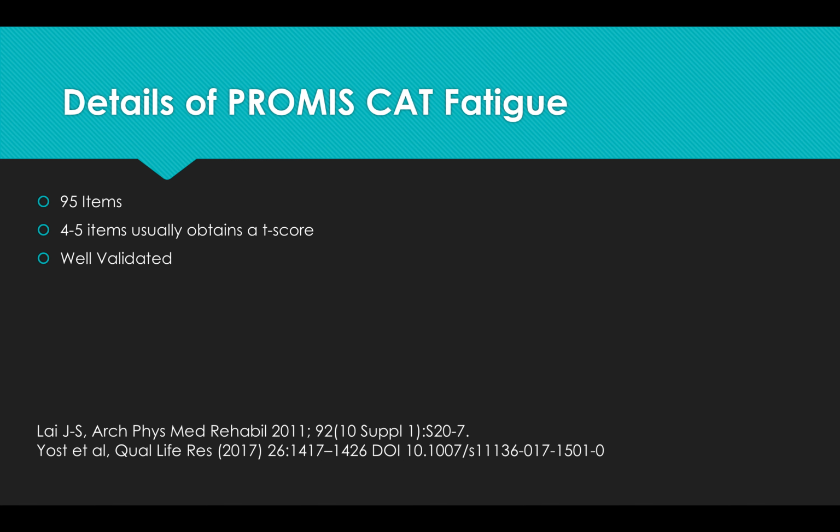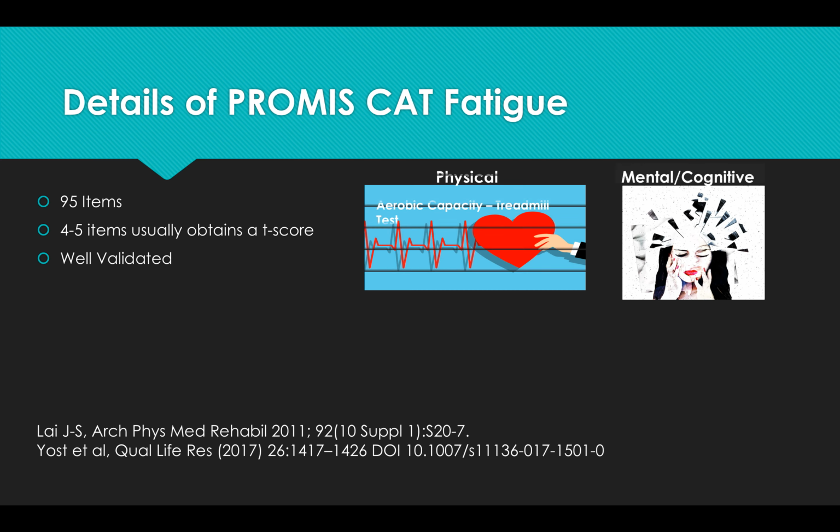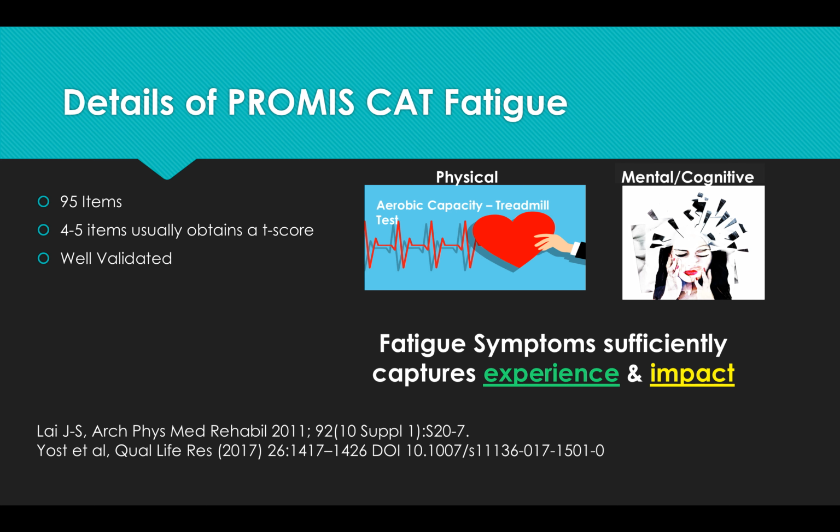At the end of the day, the PROMIS Fatigue CAT included 95 items, and the algorithm worked similar to the physical function scale, where 4 to 5 items usually is what's needed to obtain a T-score. And validation studies were able to demonstrate that a single score really was sufficient to capture both the physical or experience of fatigue and the impact of fatigue on functioning.